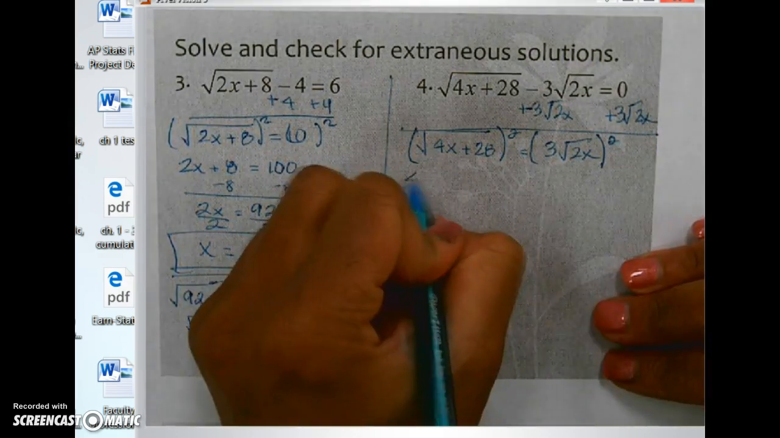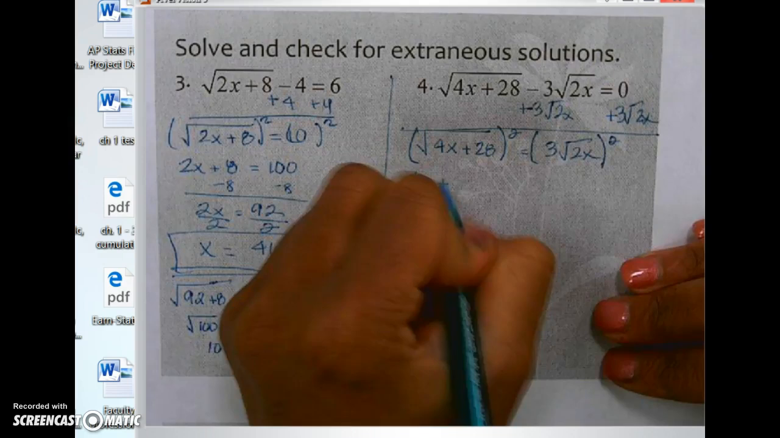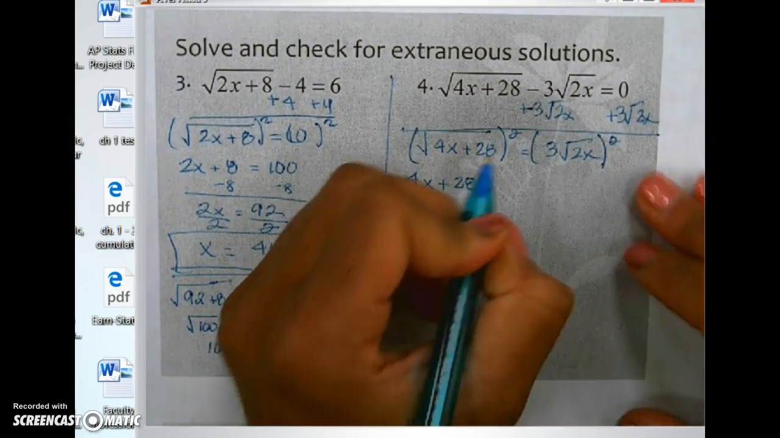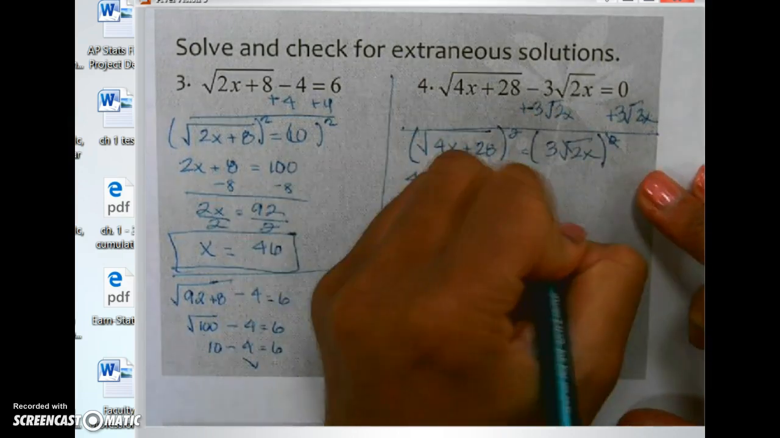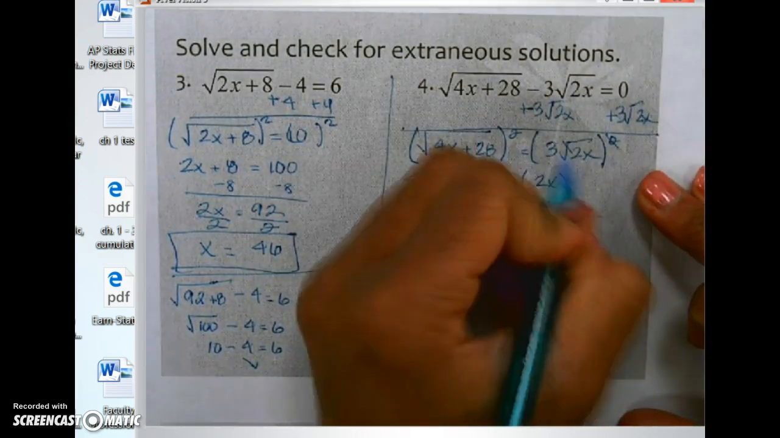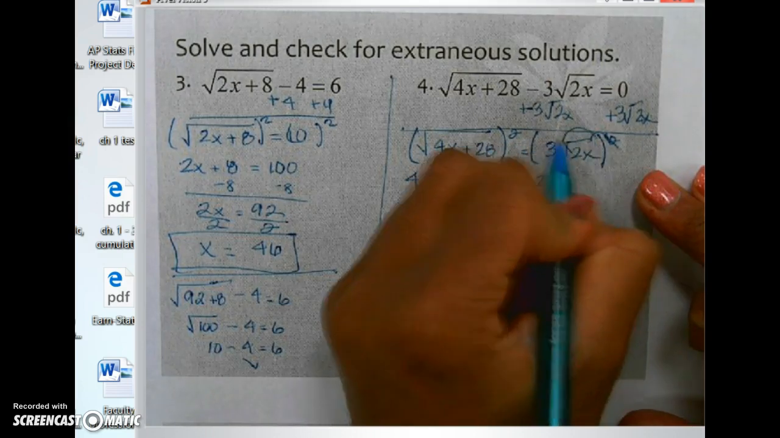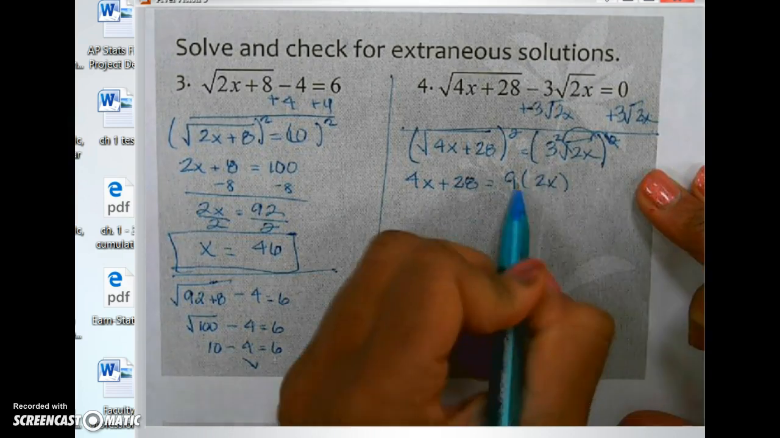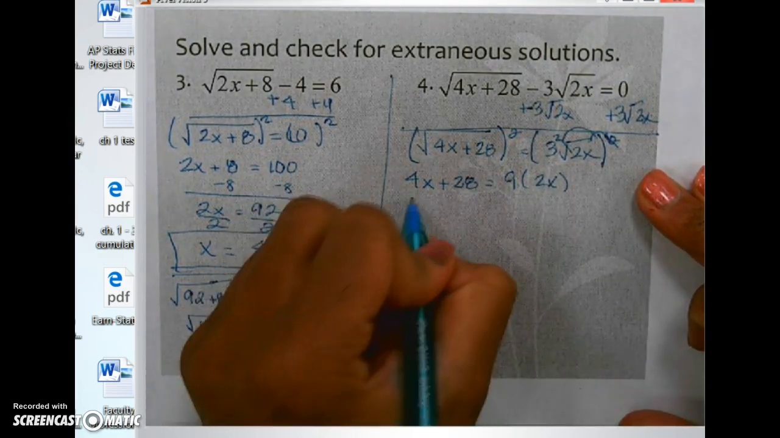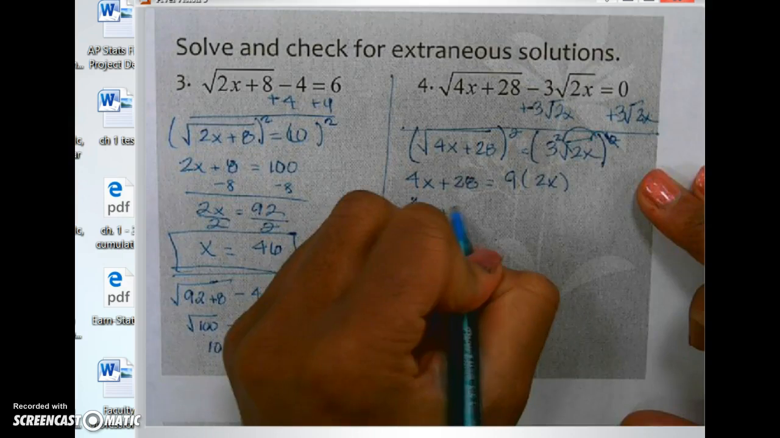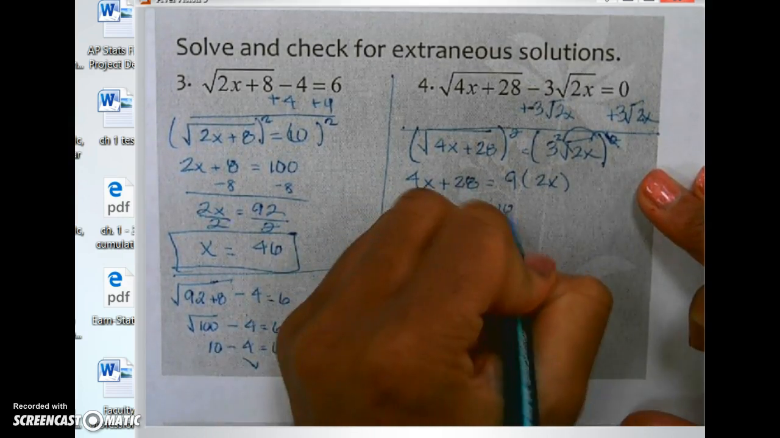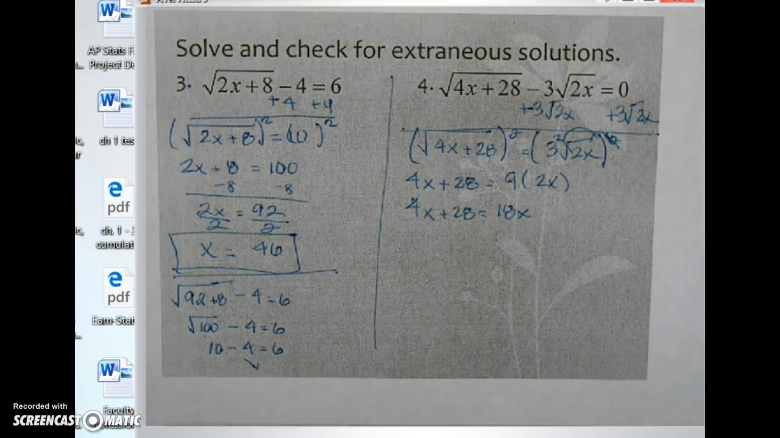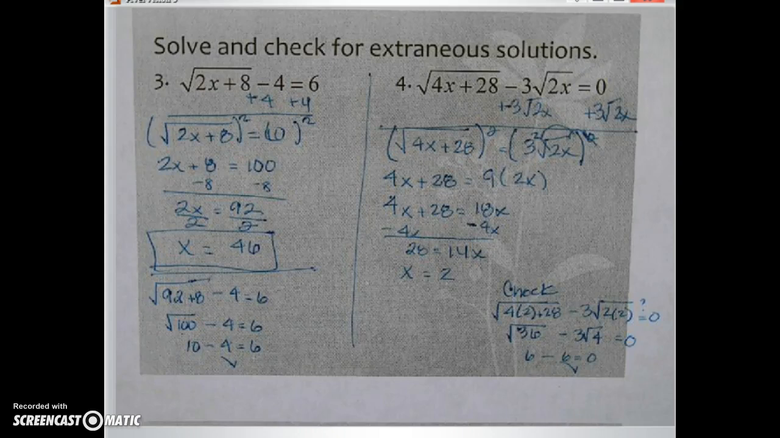On the left side, great, 4x plus 28. On the right side, here's the thing. Yes, this cancels out so that all I have is 2x. But when you square these, you have to square both of them. So 3 squared gives you 9. Don't leave that as 3 times 2x because that'll be a really bad situation. 4x plus 28 equals 18x. Now, you know how to solve this. I'm going to go ahead and press pause and let you solve it, and then you can check your work with mine in a moment.